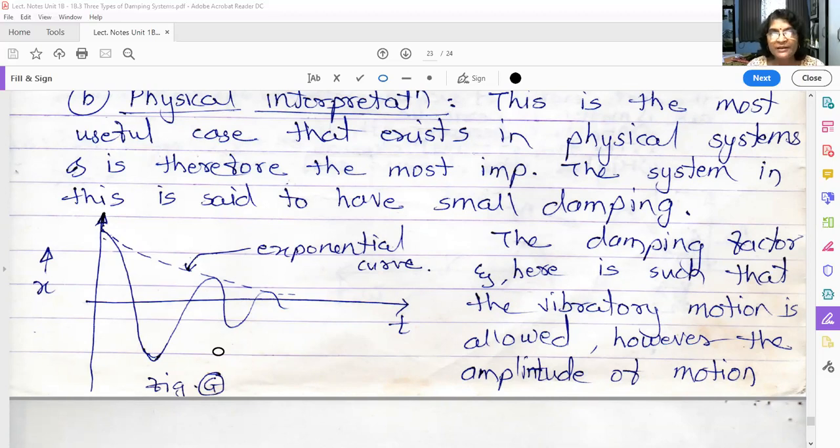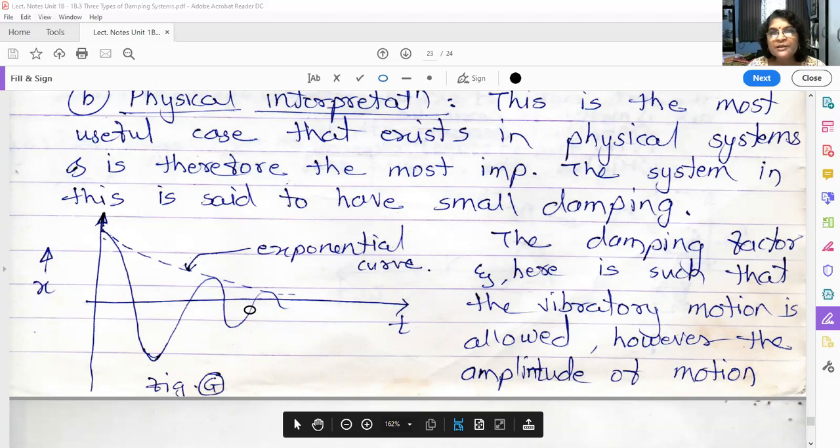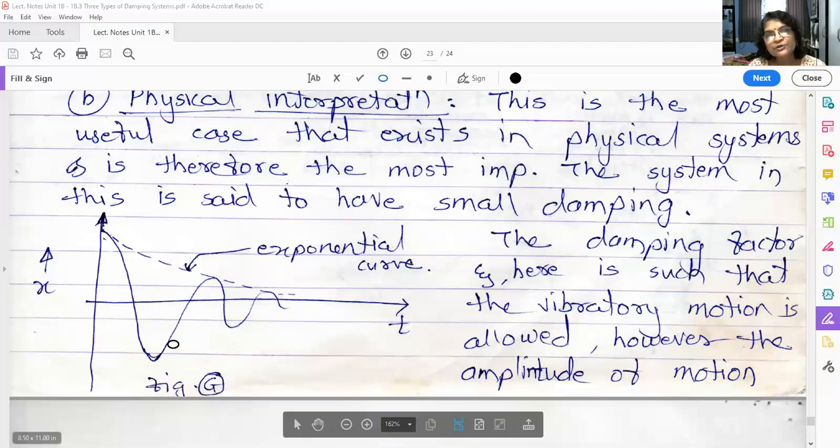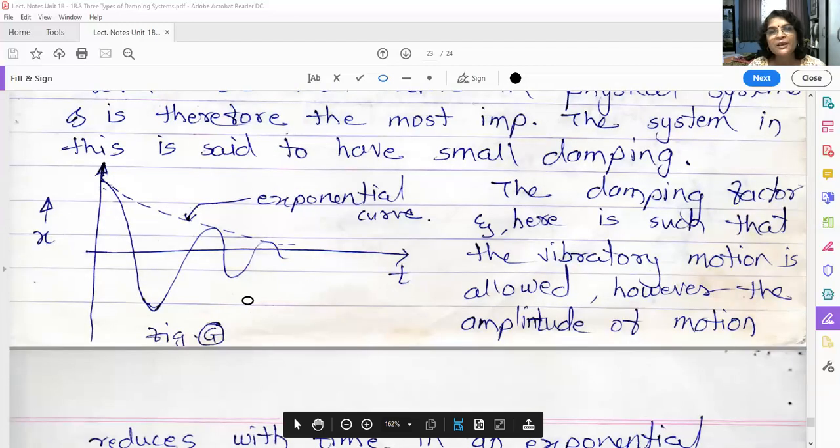So if you provide the damping, and if that damping is of underdamped type, that means zeta is less than 1, in every cycle the amplitude will go on reducing, and finally it will come to the rest position, that is, the amplitude will vanish. Now if we join all the peaks of these cycles, what will you get? You will get this exponential curve, from here to here also, and from here to here also. This is underdamped vibration.